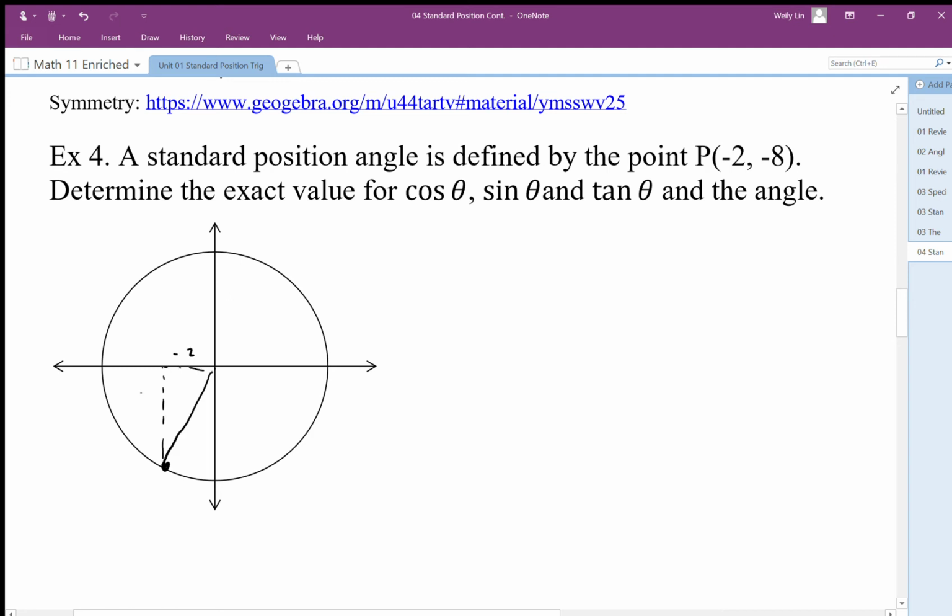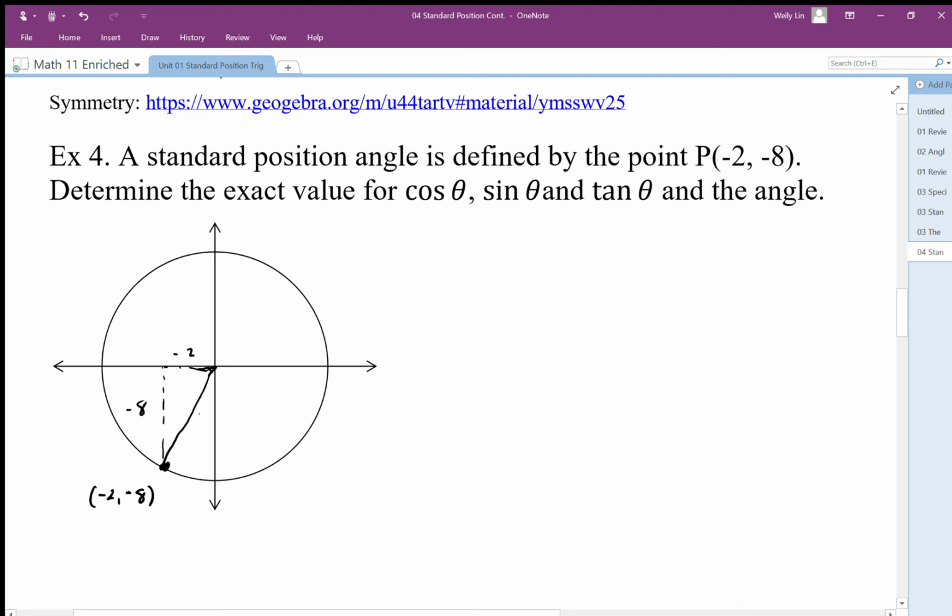So (-2, -8) represents the standard position, the coordinate position of that point. And we want to find the exact values for sine, cos, tan. Now, since we know the position, we only give one answer for this. We only have to consider one answer because we know the location of that point, and we don't have to worry about being in quadrant 2 and 3 or 3 and 4.